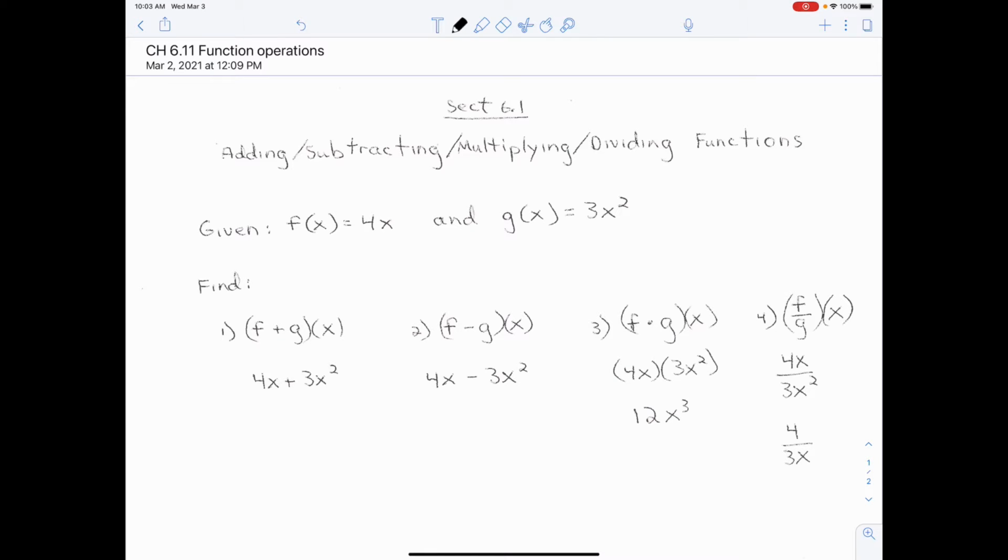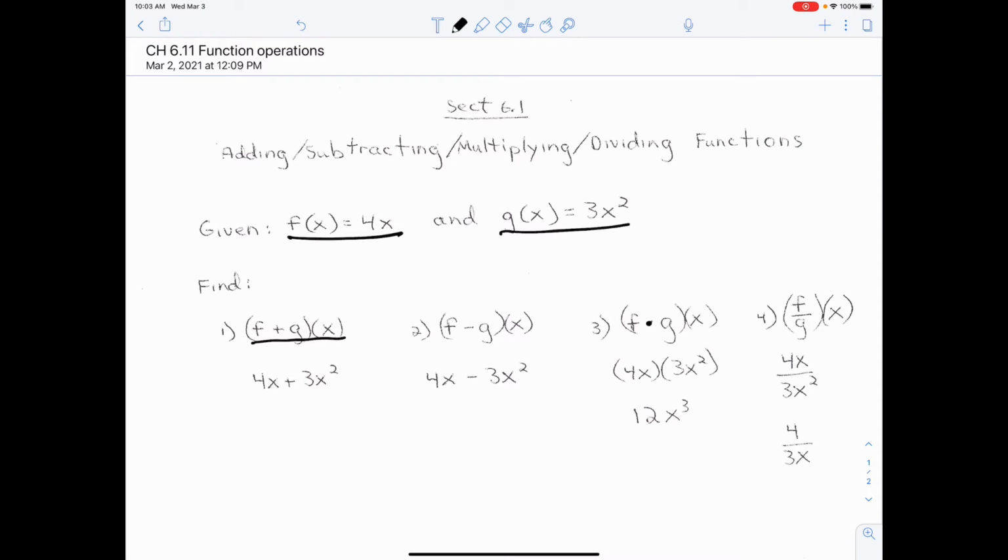So, given f of x equals 4x and g of x equals 3x squared, what would you get if you get f plus g of x? Well, you take the f one and you add it to the g one, and f was 4x and g was 3x squared. f minus g would be 4x minus 3x squared.